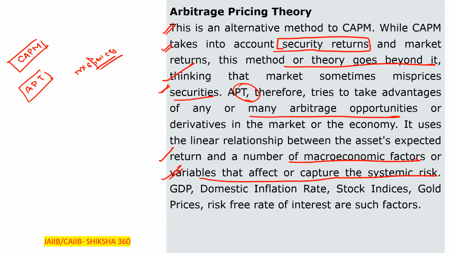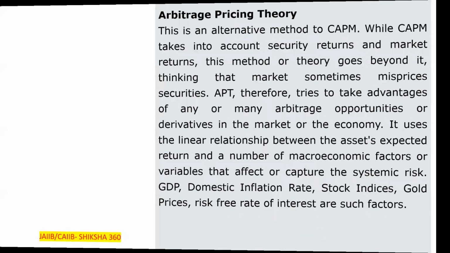Further, what are the factors here? GDP, domestic inflation rate, stock indices, gold prices, and the risk-free rate of interest are such factors. Now we have to take the beta factors and try to calculate the risk. So under the arbitrage pricing theory, GDP, domestic inflation rate, stock indices, gold prices, and the risk-free rate of interest are all factors which we have to check here.